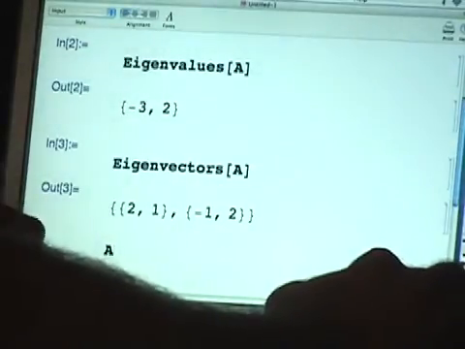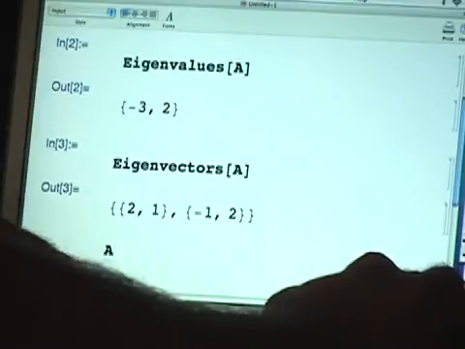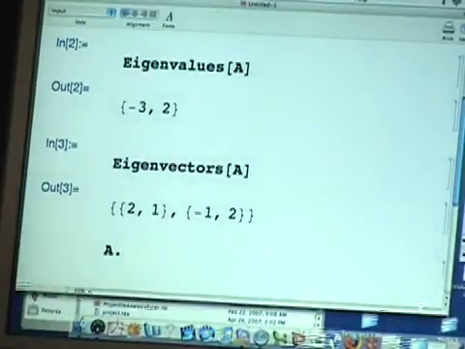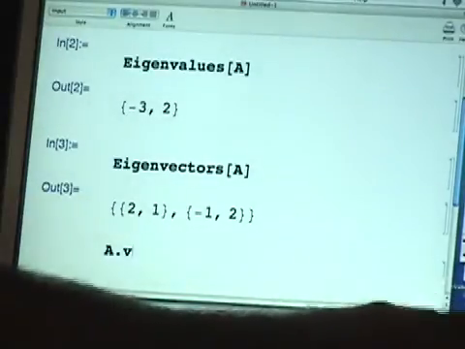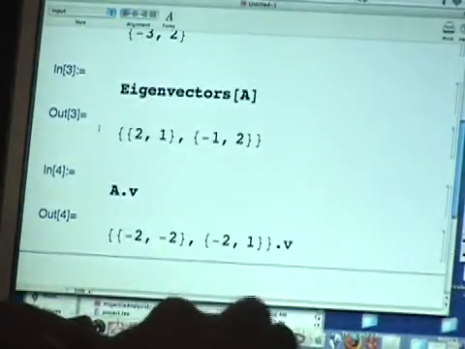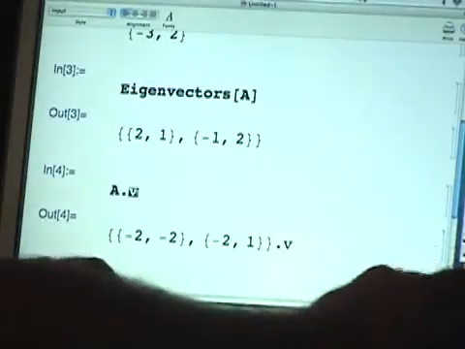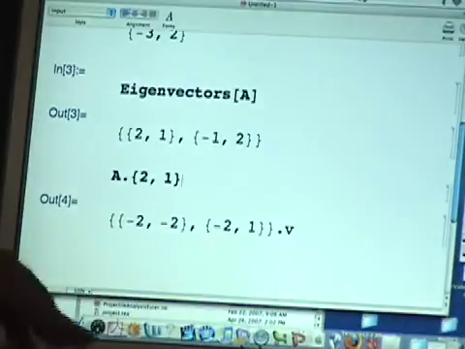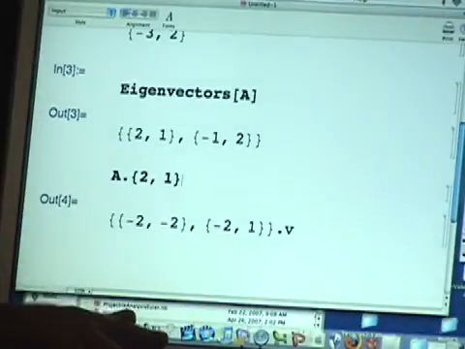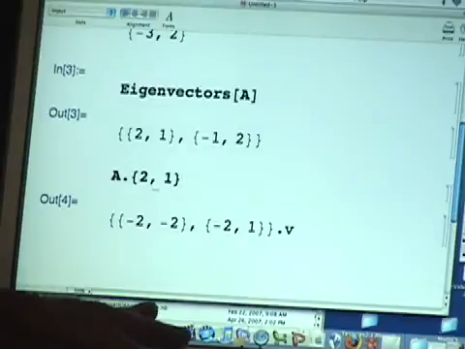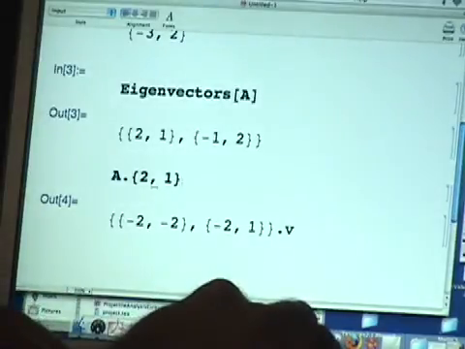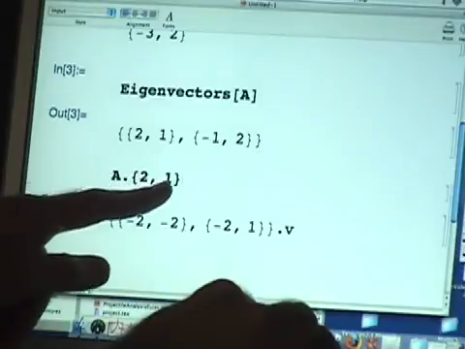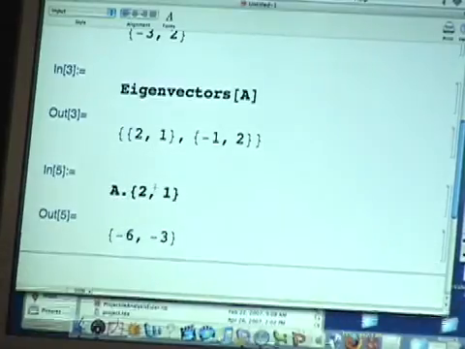Matrix times a vector on Mathematica, you have to not use a times symbol, you use a period, a dot. Capital A dot V will multiply the matrix A times the vector V. Oops, I need to plug in what V is. I'll replace V with 2, 1. That's the first eigenvector. So think about what we should get here. AV equals lambda V. Lambda was -3 here. We should get -6, -3. And we do.